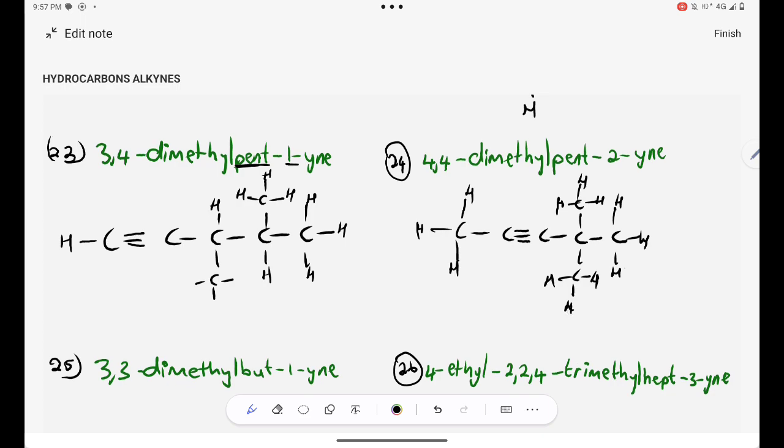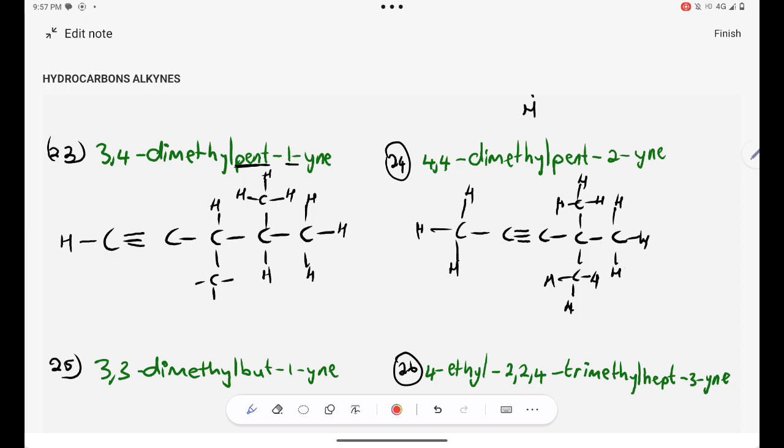Together. So your IUPAC name will simply be, the IUPAC name is given to us. These two compounds, guys, are isomers of one another. Are we together? They are structural isomers of one another. Why? They have the same molecular formula.